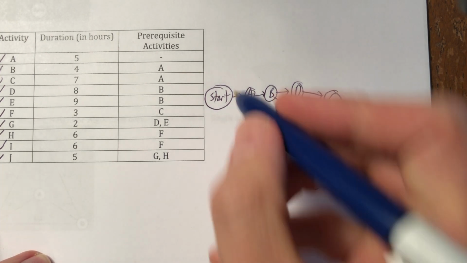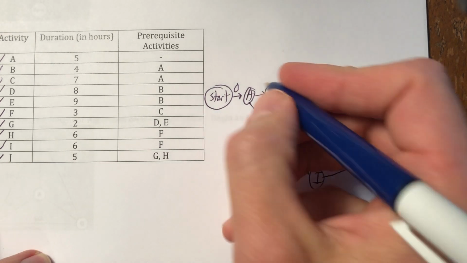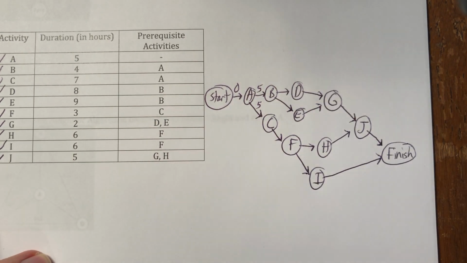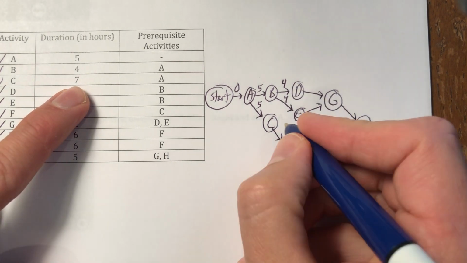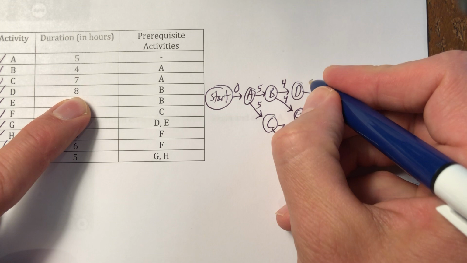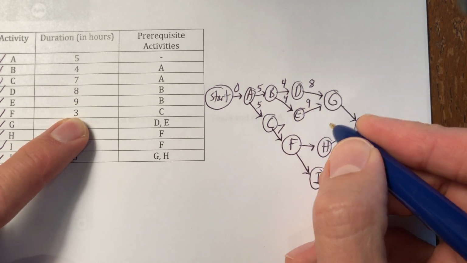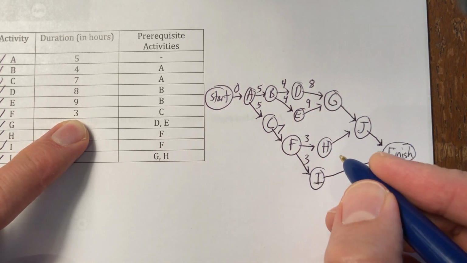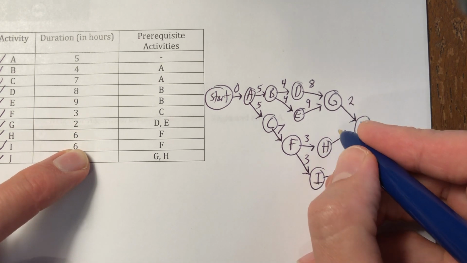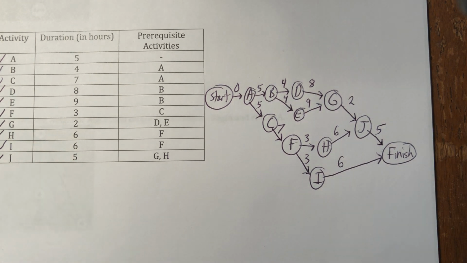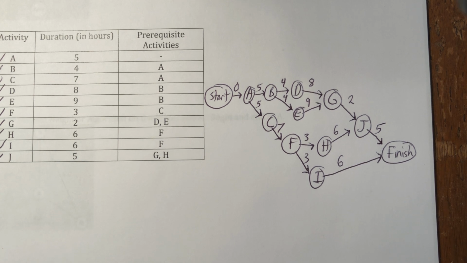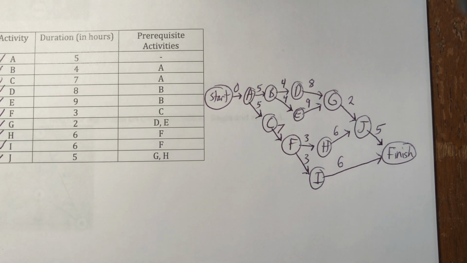Okay, it takes 0 time to start. It takes 5 hours to do activity A. It takes 4 hours to do activity B. It takes 7 hours to do activity C, 8 to do D, 9 to do E, 3 to do F, 2 to do G, 6 to do H, 6 to do I, 5 to do J, and we are done making our vertex edge graph. All right. So here goes, switching colors.